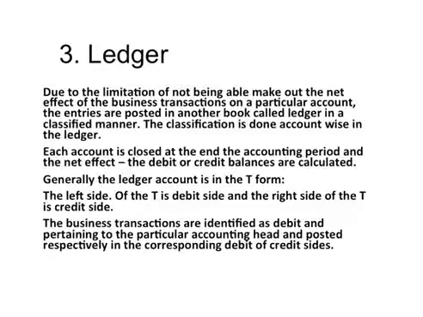Called posted. We are recording, we are entering into the book of original entry. When we use the ledger, we use the term posting. What we have recorded in the journal, we will be posting into the ledger. Now, the classification is done account wise in the ledger. Each account is closed at the accounting period and the net effect of debit or credit balances are calculated.